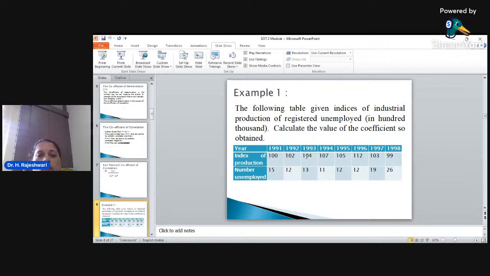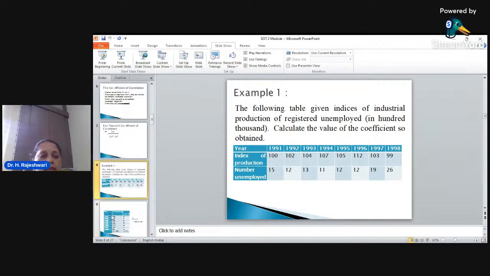Production: 100, 102, 104, 107, 105, 112, 103, 99. Number of unemployed is 15, 12, 13, 11, 12, 12, 19, 26. Now I will tell you how to calculate this.